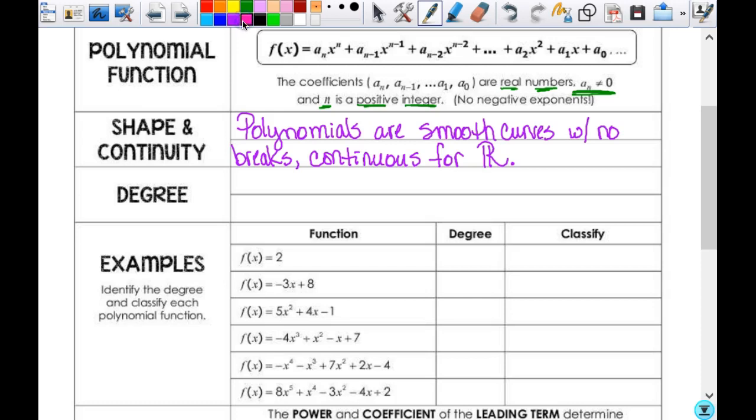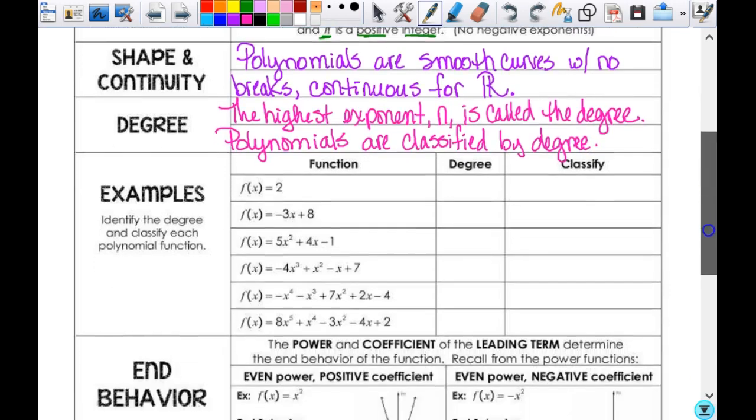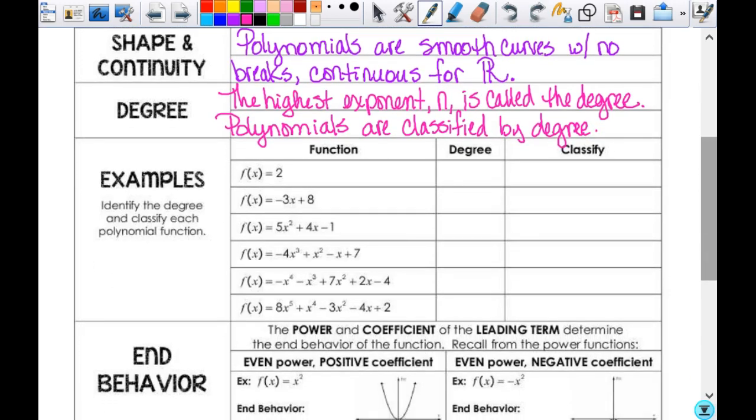Then the degree. Okay, so the degree, the highest exponent, which would be n, is called the degree, and polynomials are classified by degree. I tried to make that as least wordy as I possibly could. So the highest exponent n is called the degree, and polynomials are classified by degree. So we could have a 5th degree polynomial, something like that.